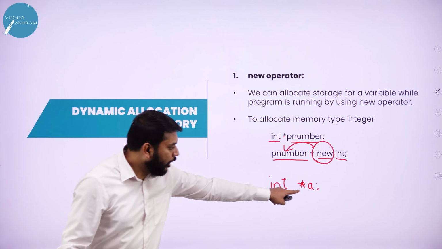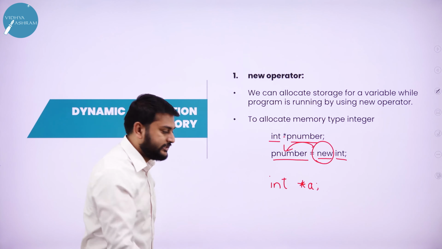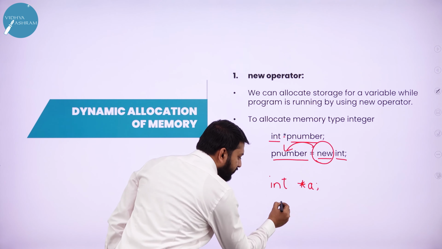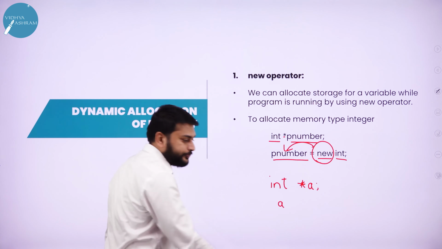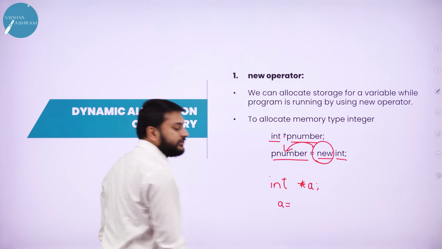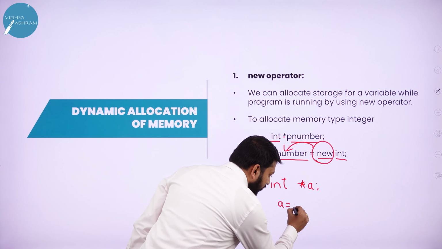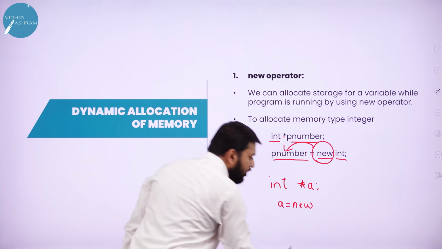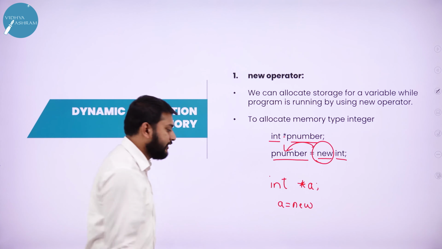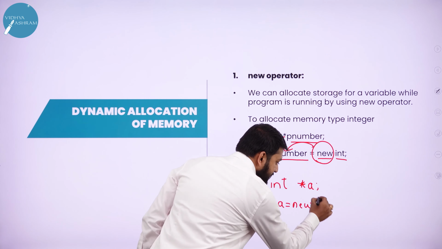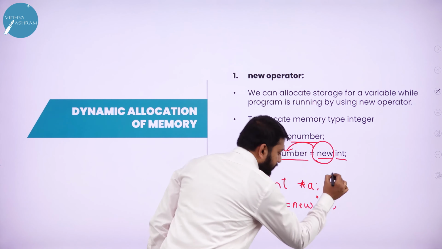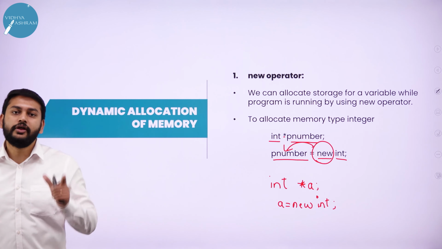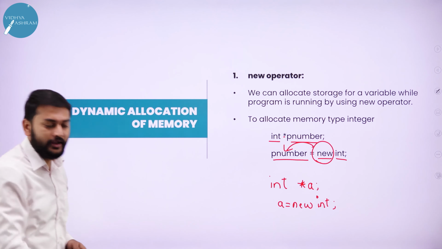Then after that, allocate the memory for this variable, sir. Yes. What do I have to write? I have to write the name of the variable. What is the name of the variable? A is equal to, and I have to write a keyword called new. Then after that, I have to write the data type. What is the data type? Int is the data type. Then after that, semicolon. This is how you will allocate the memory for any variable.